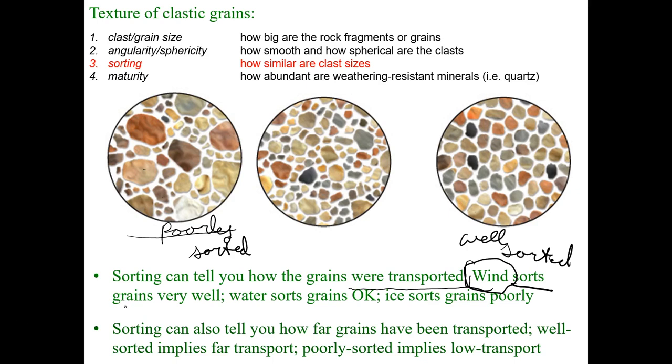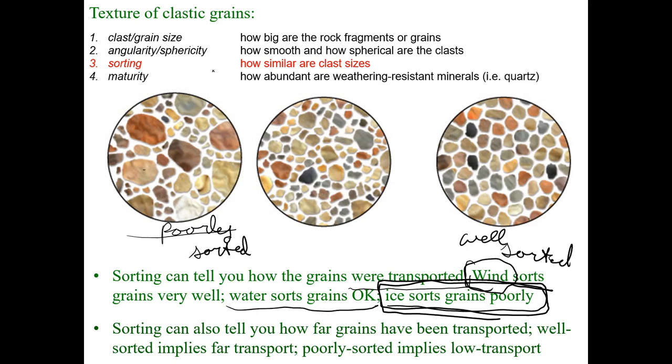So wind is a very good sorter. Water is okay at sorting. Ice, though, sorts very poorly. So you'll see that ice deposited material, like when we study glaciers, ice does a terrible job of sorting. It picks up everything from clay to boulders the size of VW Bugs, so like cars. Besides that, sorting can also tell you how far grains have been transported.